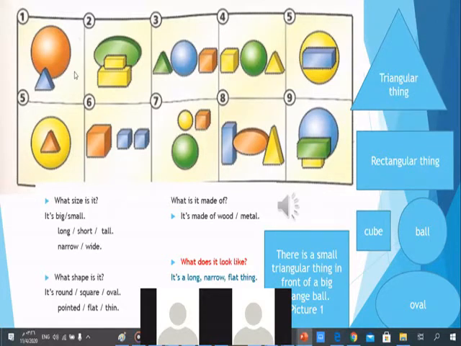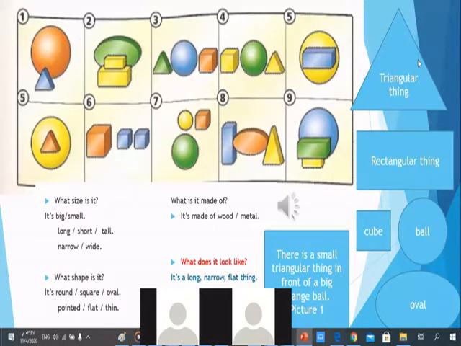So, as a reminder, before we get into the exercise, when we ask what size is it, we say it's big or small, long, short, tall, narrow, wide. What shape is it? It's round, square, oval, pointed, flat, or thin. What is it made of? It's made of wood or metal or plastic. What does it look like? Of course, this is the general question, and you answer with, it's a long, narrow, flat thing. And as I told you last time, when we have a noun here, we add the a before the description or the adjectives.